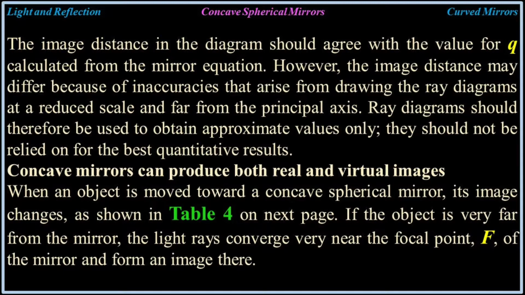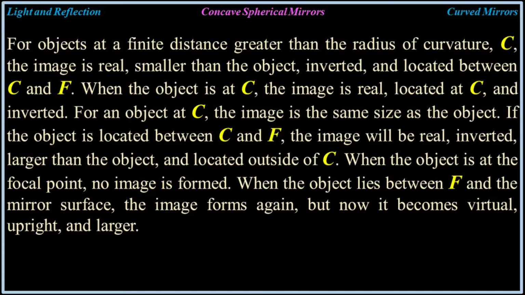Concave mirrors can produce both real and virtual images. When an object is moved towards a concave spherical mirror, its image changes, as shown in Table 4 on the next page. If the object is very far from the mirror, the light rays converge very near the focal point F of the mirror and form an image there. For objects at a finite distance greater than the radius of curvature C, the image is real, smaller than the object, inverted, and located between C and F.